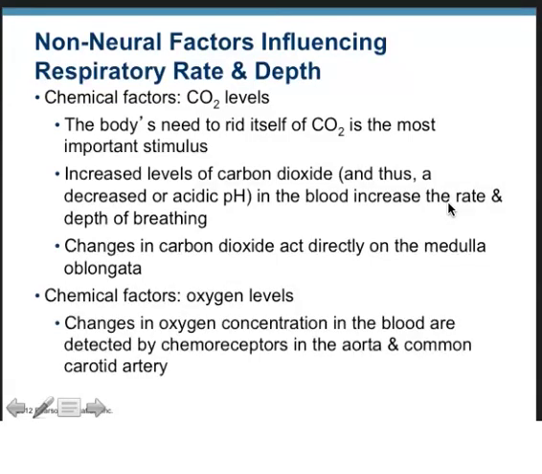Oxygen is also an important stimulant. Changes in oxygen concentration in the blood are detected by carotid and aortic sensors, and their information is sent to the medulla. The lower the oxygen content, the greater the rate and the depth of breathing. The higher the oxygen content, the more we're going to tend towards normal rates of breathing, both in depth and in rate.